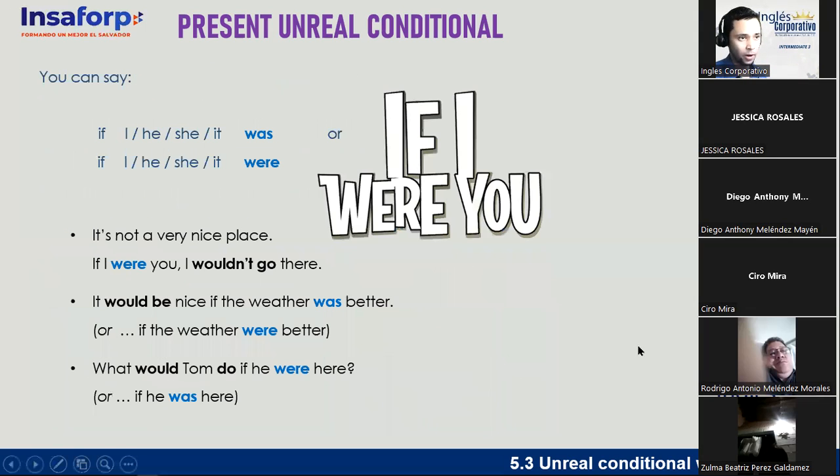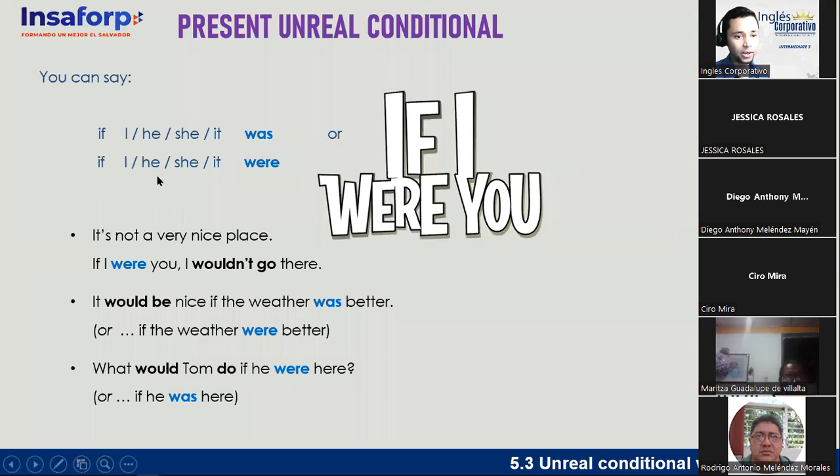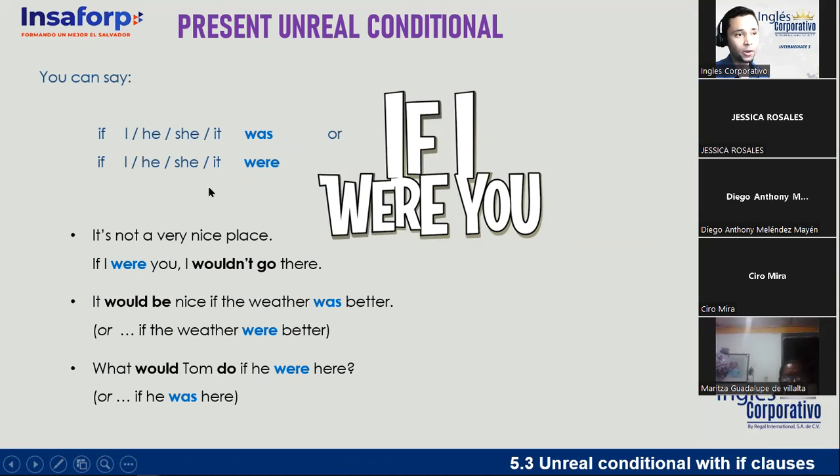Let's take a look at the second part. Now, this is what I was mentioning just a moment ago. The verb be. The verb be in past has two forms. There is was and there is were, okay? Two forms, was and were. But in this case, because we're using an unreal sentence, with I, he, she, or it, you can say was, or if you want, you can say were, okay?